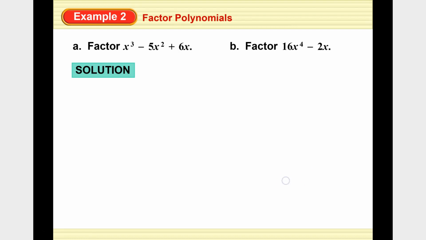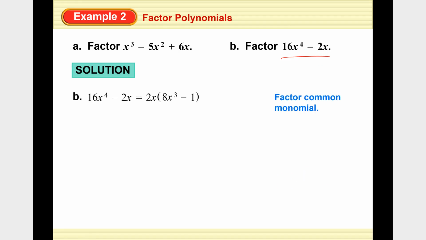Now, let's say we want to factor 16x to the 4th minus 2x. So same as earlier, right? We always want to check first for a GCF, or a common monomial. 16 here and then 2 here, so I can take out a 2. When I take out a 2, 16 divided by 2 is 8. 2 divided by 2 is 1.